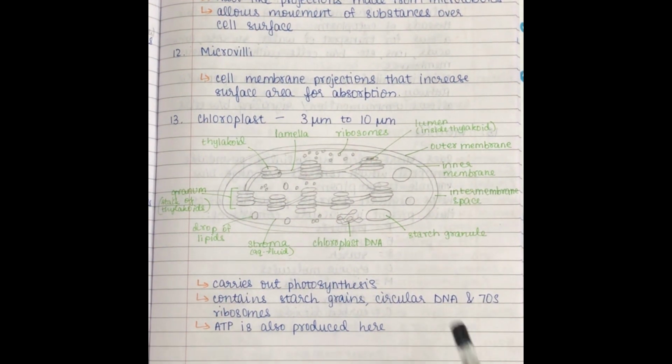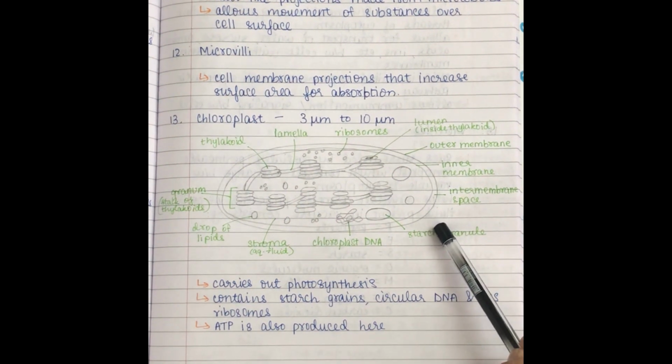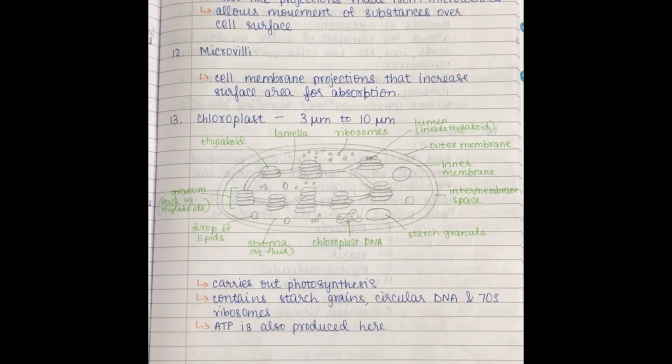Chloroplasts also contain starch granules, circular DNA, and 70S ribosomes. ATP is also produced in chloroplasts.